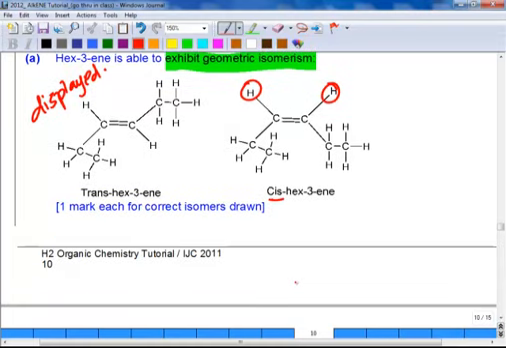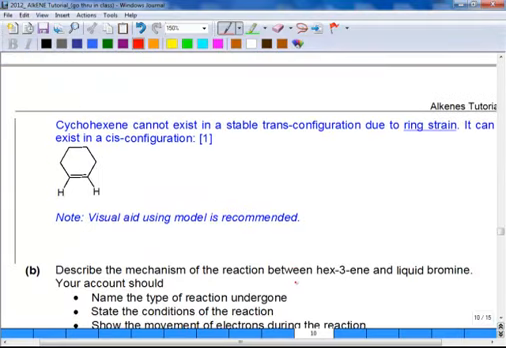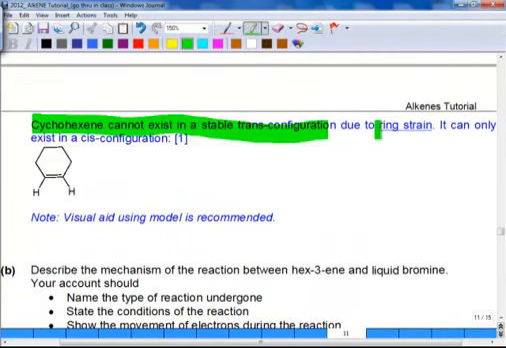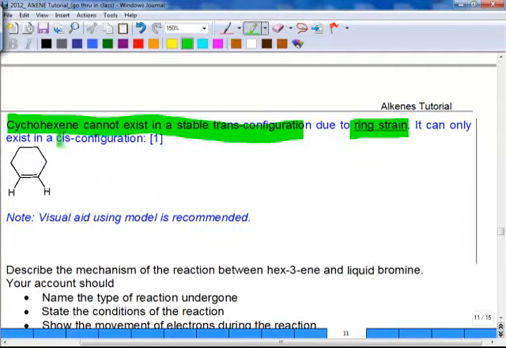But of course, there's still another part to the answer. The other part is talking about the cis-trans. It cannot exhibit cis-trans because of ring strain. What strain? Ring strain. Okay, so take note of the next part. It cannot exist in a stable trans configuration due to ring strain. It can only exist in cis, okay?